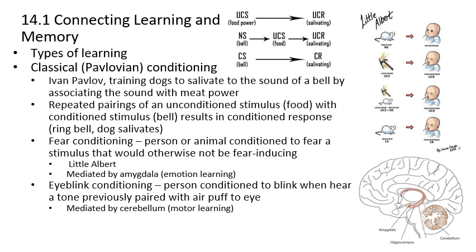There's also eye blink conditioning, which is a more ethical way to study classical conditioning. This is when a person is conditioned to blink when they hear a tone, because the tone is paired with a puff of air to the eye, so they come to expect the puff of air with the tone, and they blink later just when they hear the tone. And this is actually mediated by the cerebellum because it's motor learning. Blinking the eye is a motor function, and it's one that is mediated by the cerebellum.